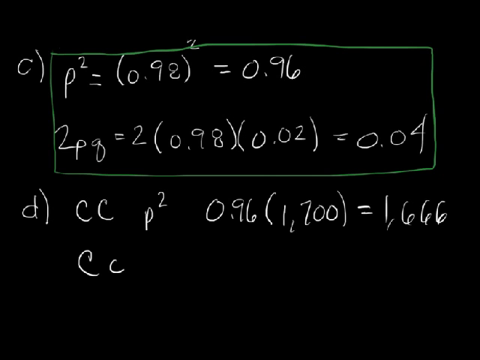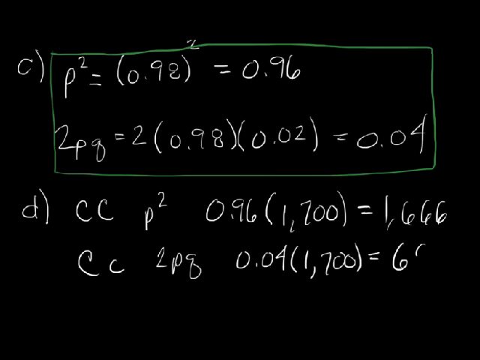The other one, big C little c, carriers, that's our heterozygous. So we only take 0.04 multiplied by 1,700, which will give us 68. Okay, so here are our answers for this section: 1,666 people and 68 people.